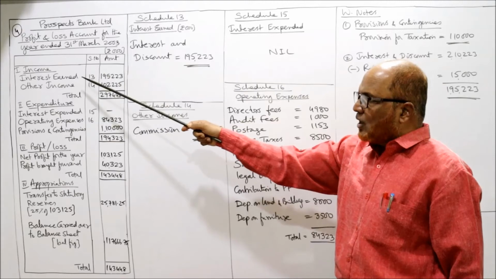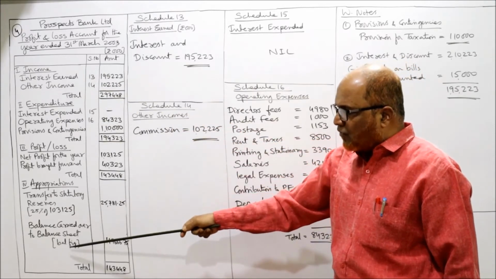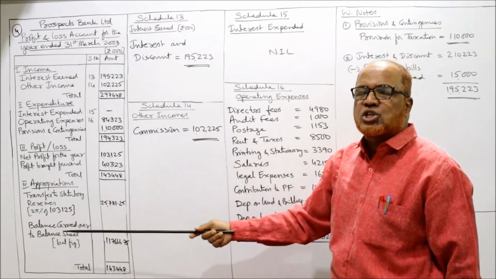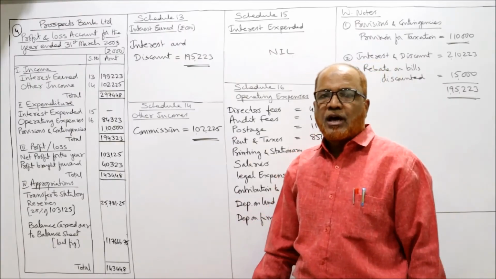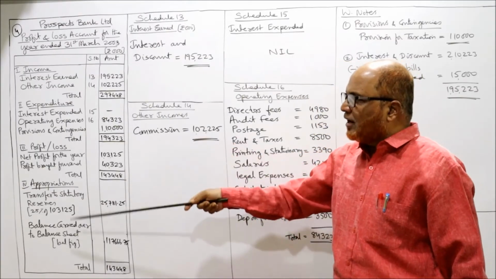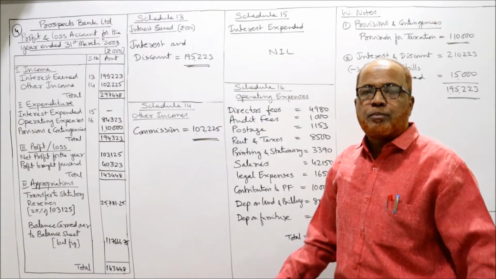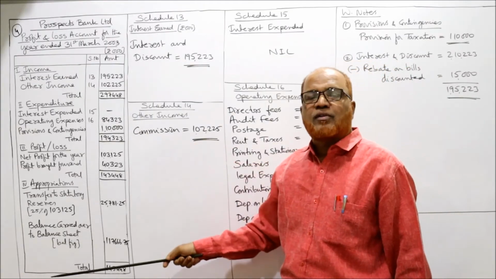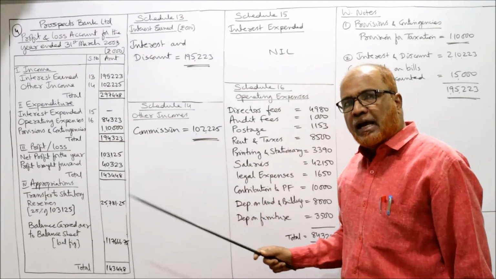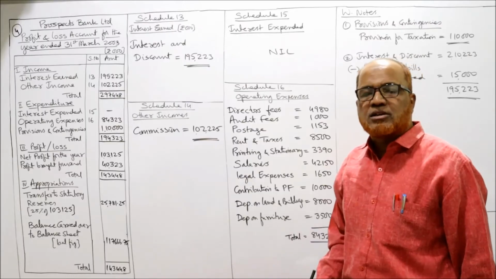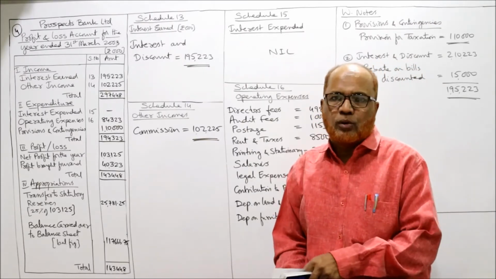Thousands omitted. Now we have drawn the complete format of the profit and loss account just like the previous problem. Every time it is not better to repeat all the items again and again. Hope you know all the items of the profit and loss account, right? Now we'll directly go to the problem and see which item will come under which schedule.